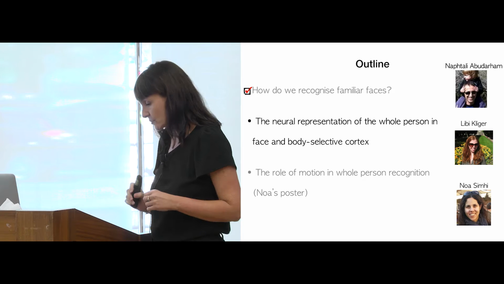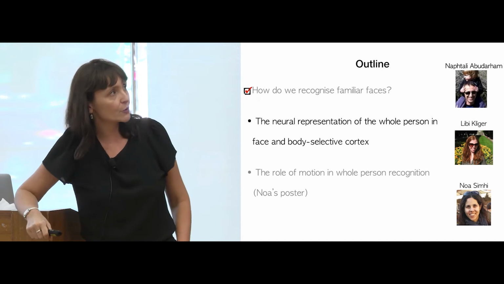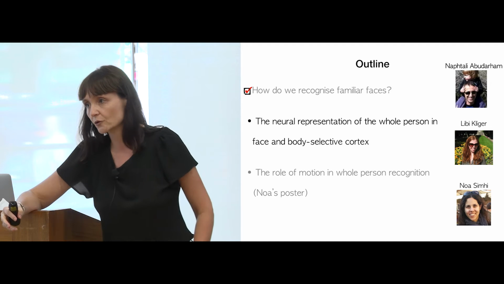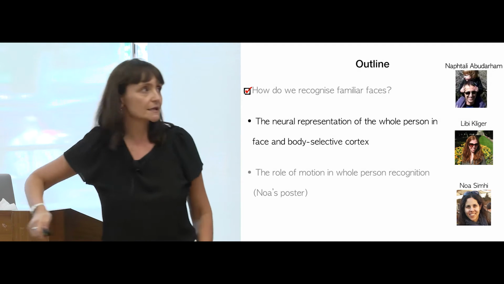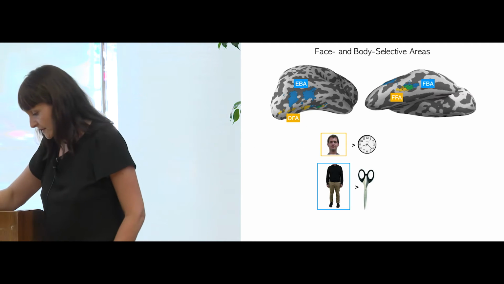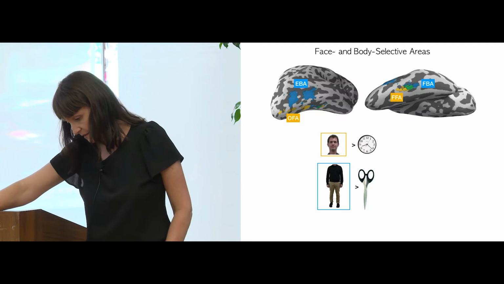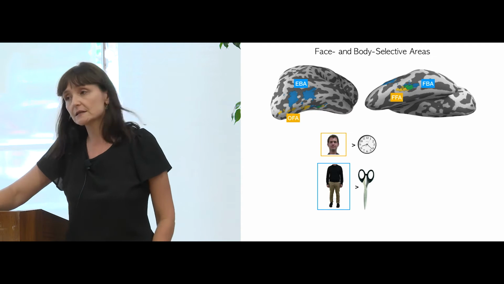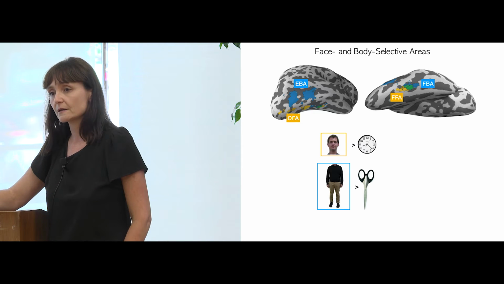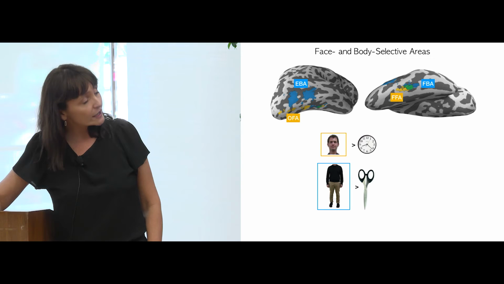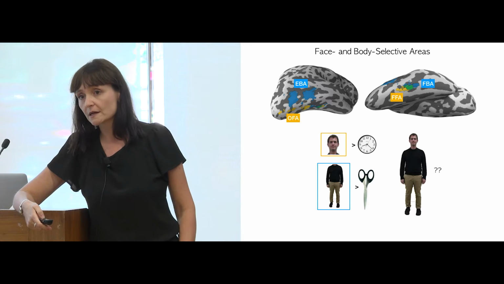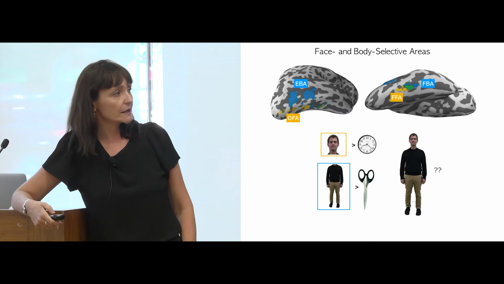I want to move to a different question, which is how we represent the whole person. What's the neural representation of the whole person in face and body selective cortex? So as we all know, we have face areas and body areas in our brain, and most of the studies that have looked at these areas have studied their representation with faces and bodies and body parts. And surprisingly, there are very, very few studies that have looked at the representation of the whole person in the face and body selective areas.